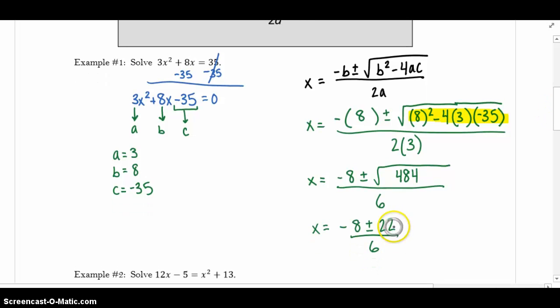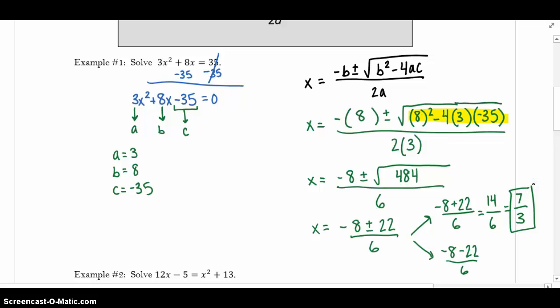Now, when you get to this part, these are all numbers, meaning they're all like terms. So I'm going to split this up into the plus version, which would be negative 8 plus 22 divided by 6, and the minus version, negative 8 minus 22 divided by 6. Notice it's this whole thing divided by 6, so I'm going to add these together first, which is 14 divided by 6, and then we always simplify our fractions. So that's really 7 divided by 3.